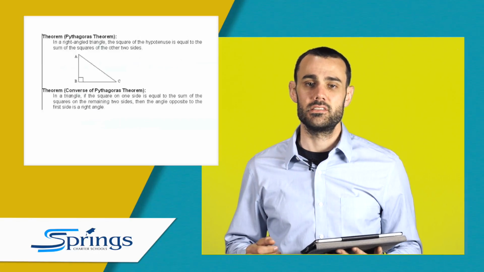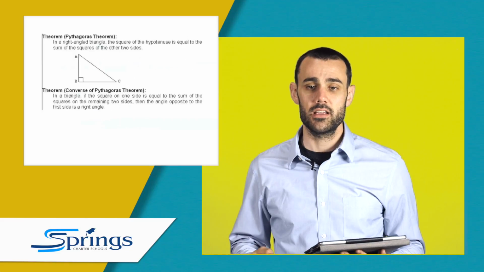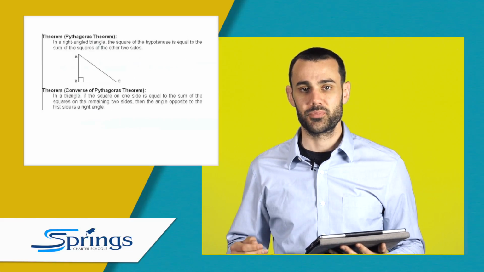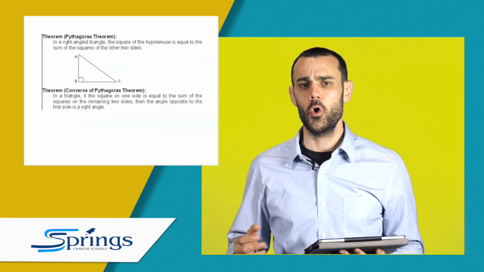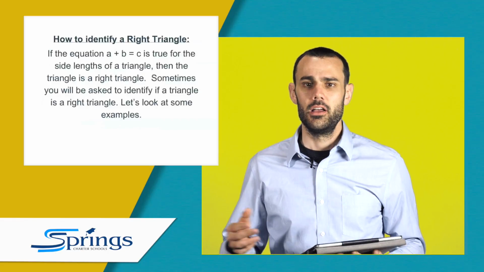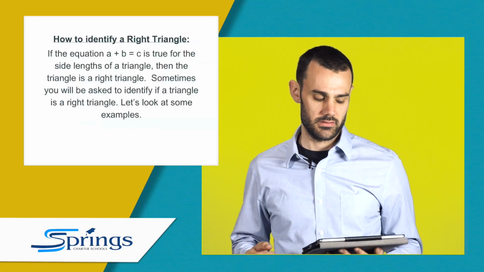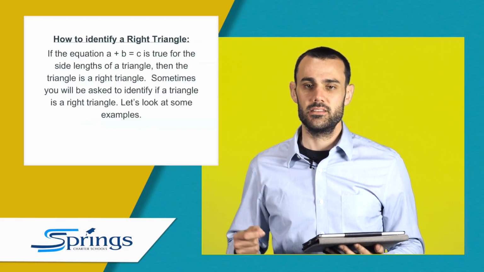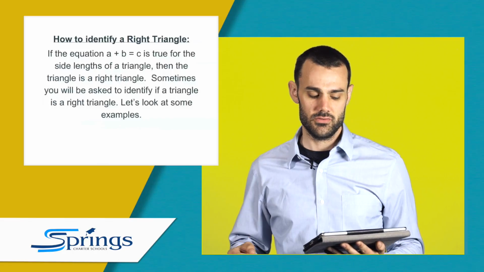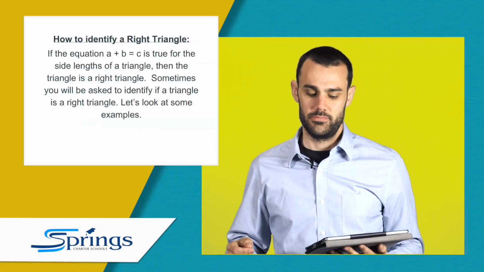Now, the converse of the Pythagorean theorem is used to help prove that a triangle happens to be a right triangle. Remember, Pythagorean theorem only works when we're looking at right triangles. You may be asking yourself, how do I identify a right triangle from other types of triangles? Well, if the equation a squared plus b squared equals c squared is true for the side lengths of the triangle, then the triangle is a right triangle.